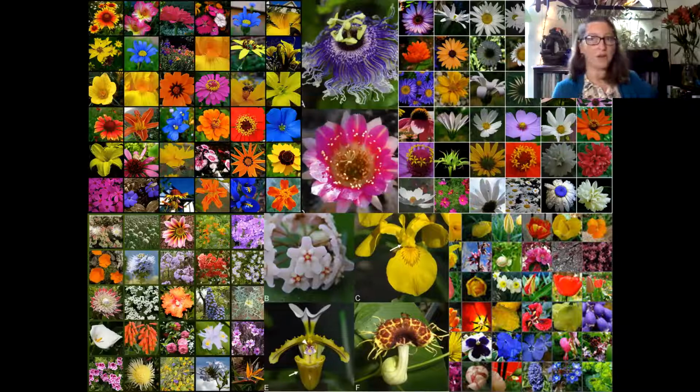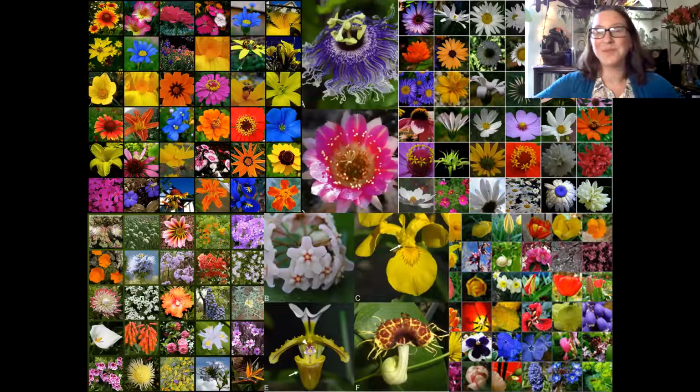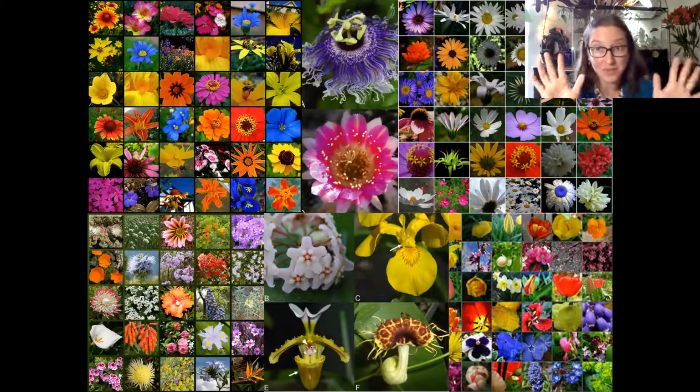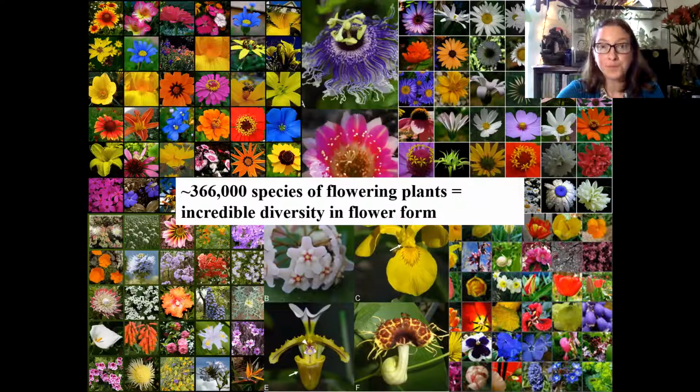I even got a couple flowers here for you guys, just to brighten up the mood. Little guy here. So there's tons of flowers. I mean, there's like 370,000 of them, right? So a lot of different diversity, different shapes, different colors, different sizes, different smells, all that. So really, really cool. There's just a few here on this slide, right? Incredible diversity in flower form.